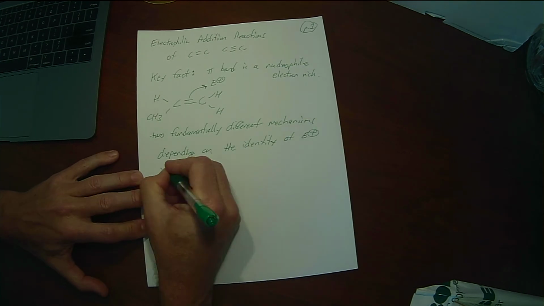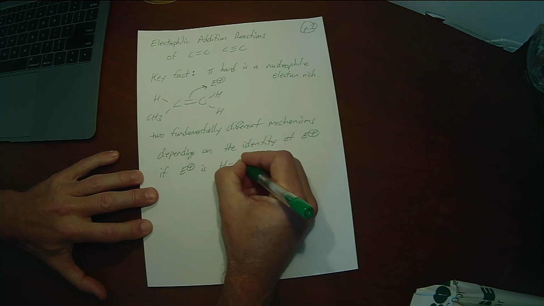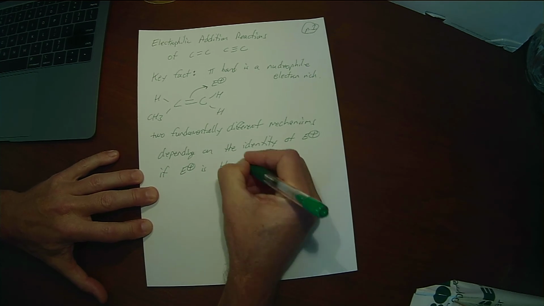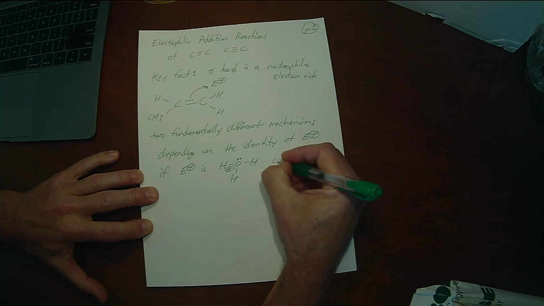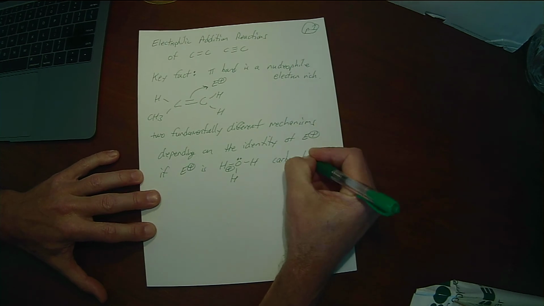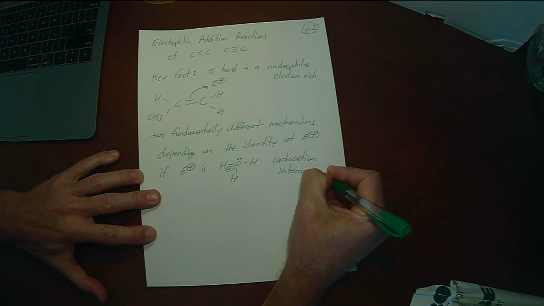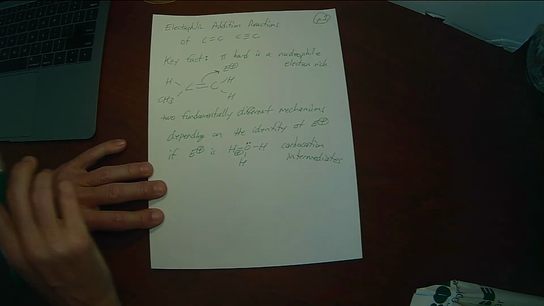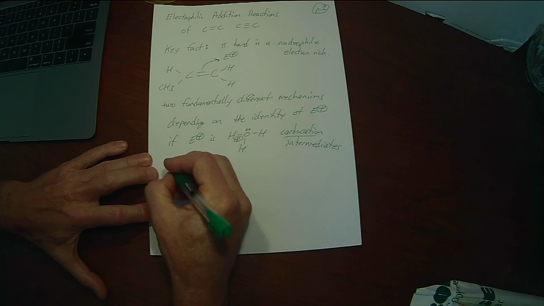If the electrophile is hydrogen, usually in the form of hydronium ion, then there are discrete carbocation intermediates, which are then subject to rearrangement and all the other reactions that carbocation intermediates undergo.